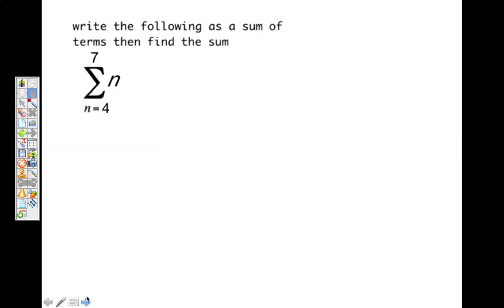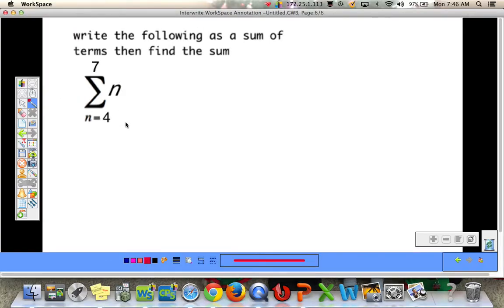Okay, let's do both methods for this one. Write the following as a sum of terms and then find the sum. So this is from the 4th term to the 7th term. So again, you could list out the numbers. So here it's just n, so 4. And then you plug in a 5 here. 6, 7. So here's our list of numbers we're just plugging in. Here the y-intercept is 0, and then the slope is 1, and we're starting at 4, so that's how we get the numbers. So 4, 5, 6, 7.